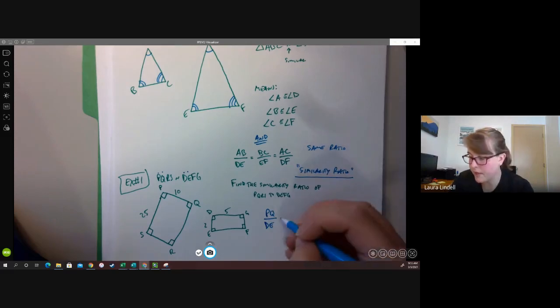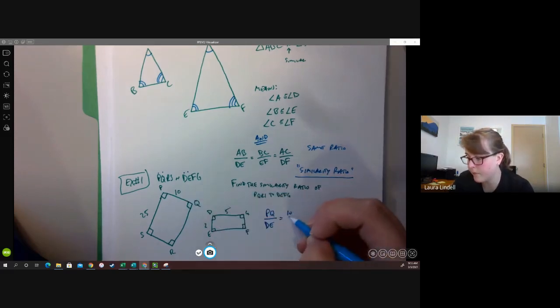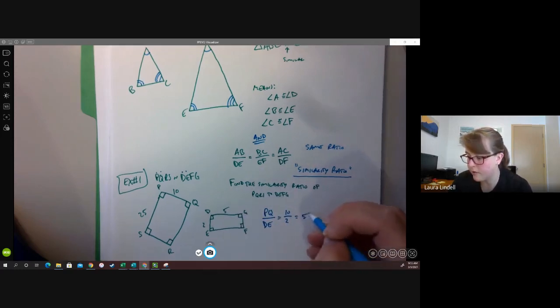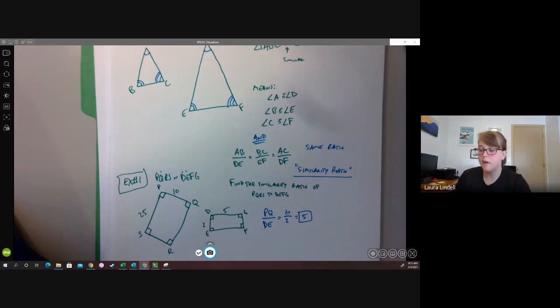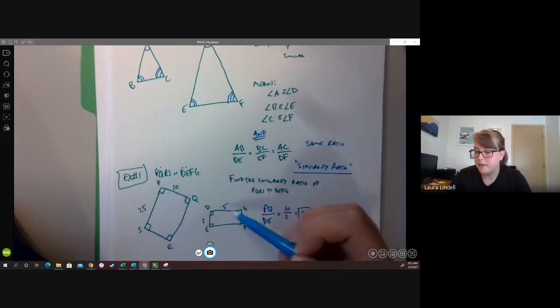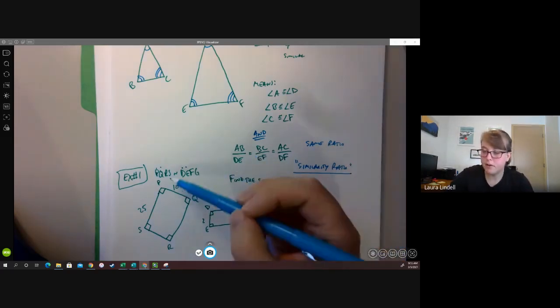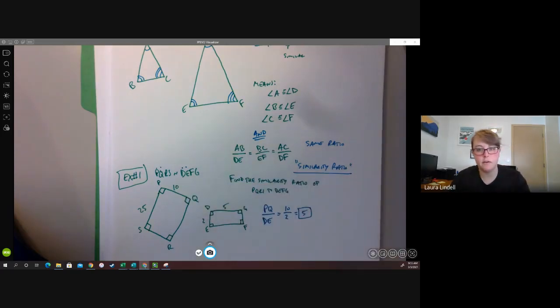So PQ over DE, and then we know that PQ is 10 and that DE is 2. So 10 divided by 2 is 5, and that would be our similarity ratio for PQRS to DEFG. Okay. You could also use PS and DG if you wanted to. Really what we're looking for is one of these ratios that we know both side lengths for. So I'm looking for two sides that match up where I know both of their side lengths.